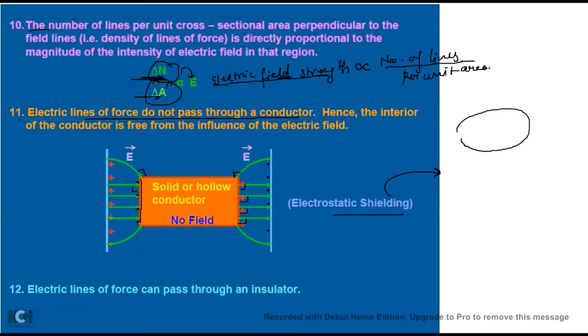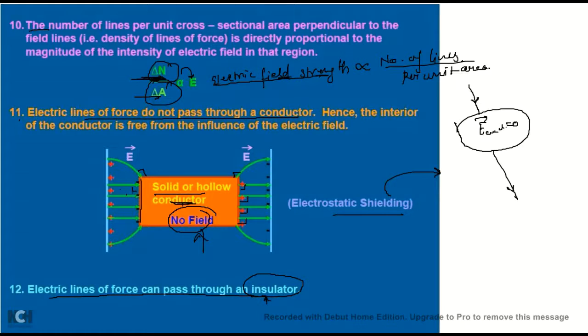If there is a conductor, then electric field lines will come over it, but the electric field inside the conductor will be zero. So for a solid or hollow conductor, there will be no electric field inside it. No electric field will pass through it. The electric field will be incident on one surface and will exit from another surface, but the net electric field inside the conductor will be zero. Right? Electric field lines can pass through an insulator, but they cannot pass through a conductor.